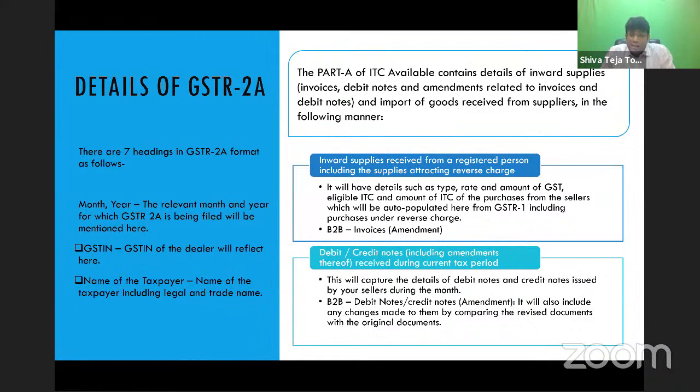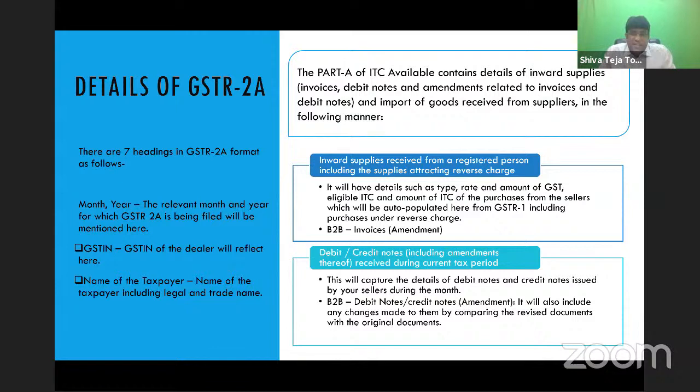And moreover, recipient will pay the tax under RCM, and he cannot use electronic credit ledger. He has to use electronic cash ledger. And whatever tax is paid under RCM, that also can be claimed as credit again. Next, you see, inward supply received from registered person, including supplies attracting reverse charge.